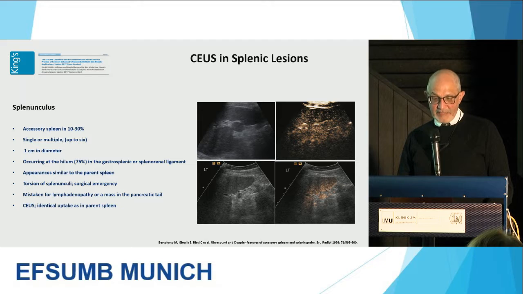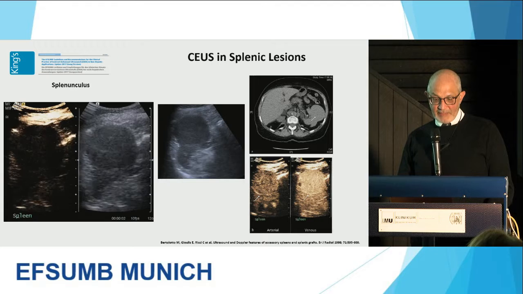Normally at the hilum, but you can find it anywhere in the line of where the embryological development is. And you can mistake this for lymphadenopathy at the tail end of the pancreas. And contrast-enhanced ultrasound is useful in this context.